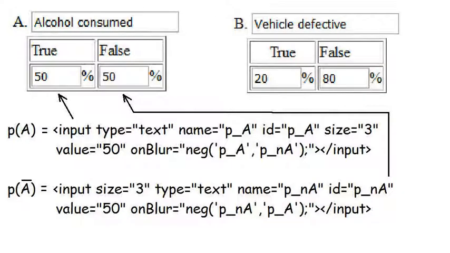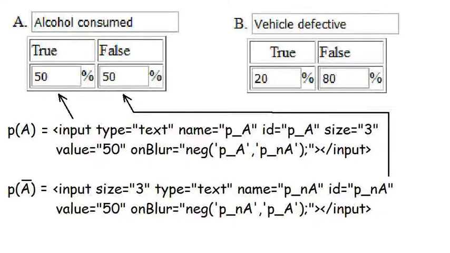The screen for the network is crowded with tables of data, too many for me to include them all in this explanation. Here are the first 2, which give the probabilities of the motorist having consumed alcohol and the probability that his vehicle is defective. Each is based around 2 input fields, one for the positive statement, i.e. the probability that the vehicle is defective, and one for the negative opposite to the statement, i.e. the probability that it isn't.